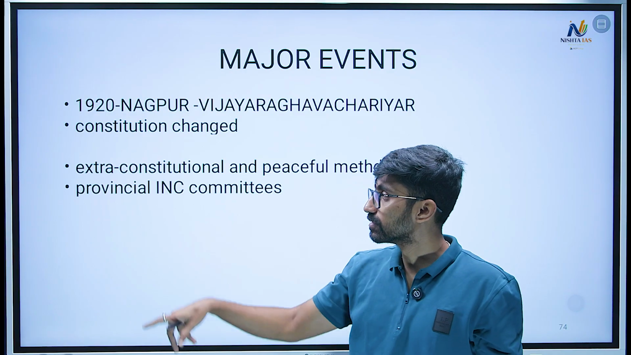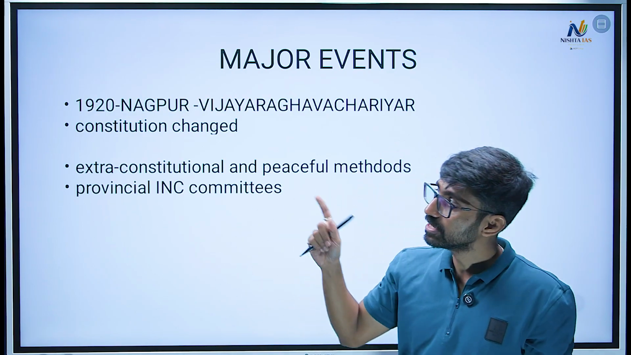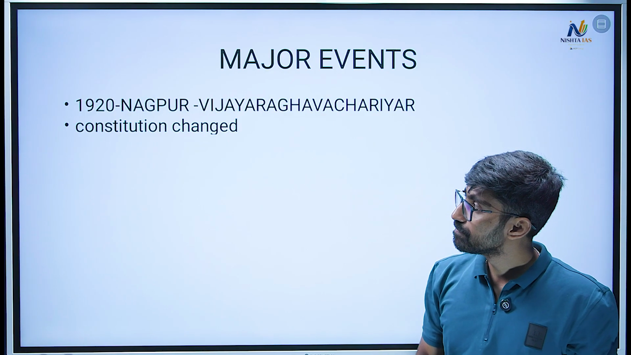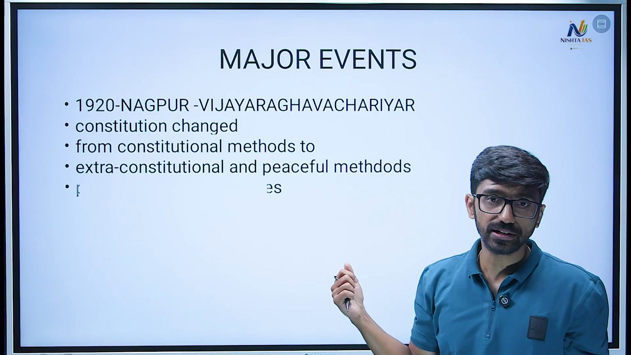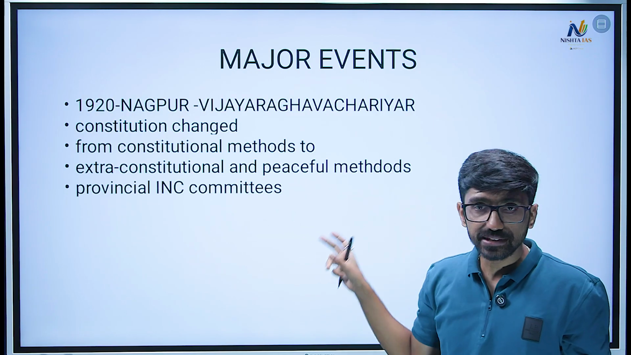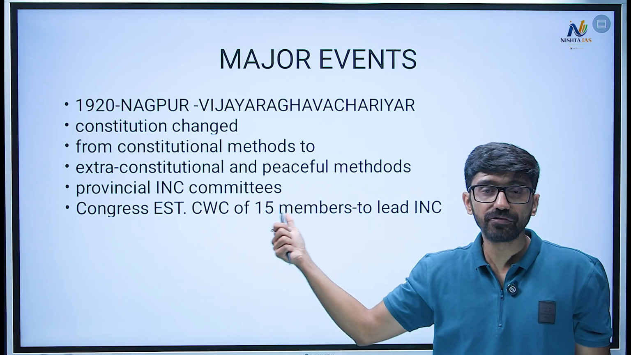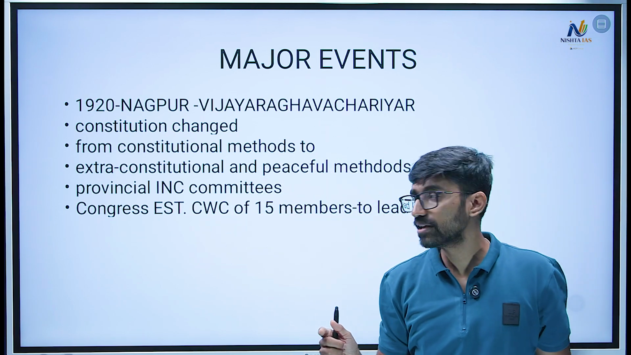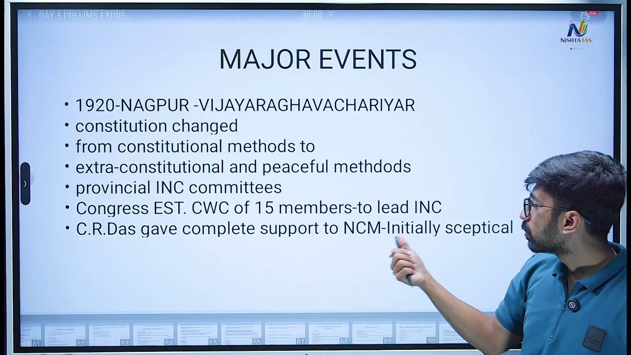To organize the masses, we require provincial INC committees. So that is where the decision was taken, and they also established, from constitutional methods to extra-constitutional peaceful methods, the provincial INC committees. Then the Congress established a Congress Working Committee of 15 members to lead the organization also. So that is where the INC organization was changed, and Chittaranjan Das gave complete support to NCM.